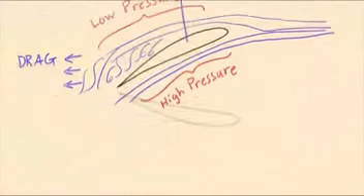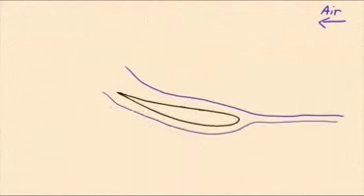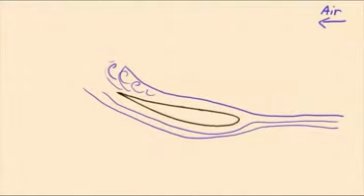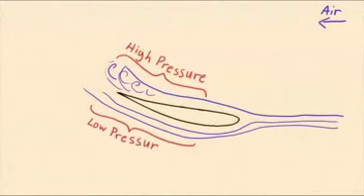Airfoils on cars use the same principle but are flipped upside down. A drag force is still pushing the wing back, but the high and low pressure areas have been switched. Thus a downforce is created instead.